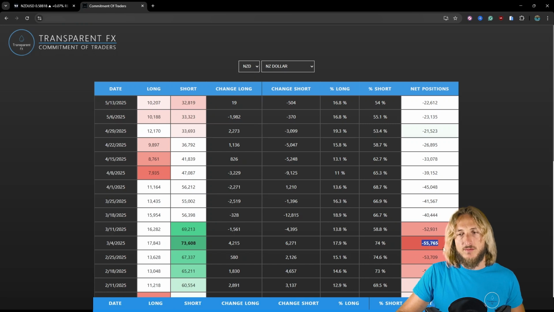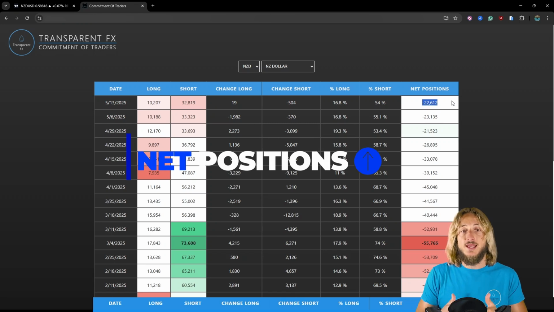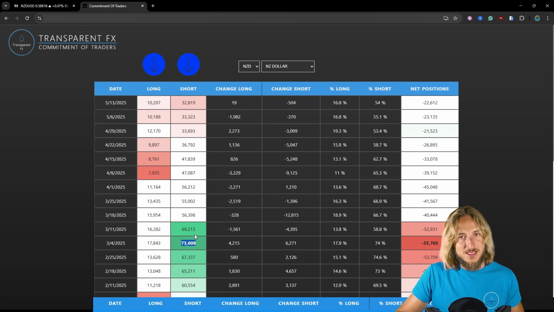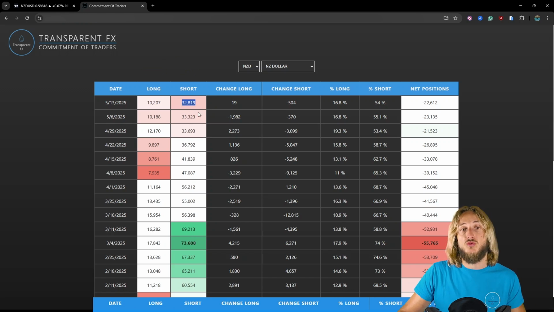And we can see how we went from minus 55.7k all the way up to minus 22.6k net positions. So institutions have been increasing their longs and decreasing their shorts. We went from 7.9k longs up to 10.2k longs. Shorts went from 73.6k shorts all the way down, actually, to 32.8k.